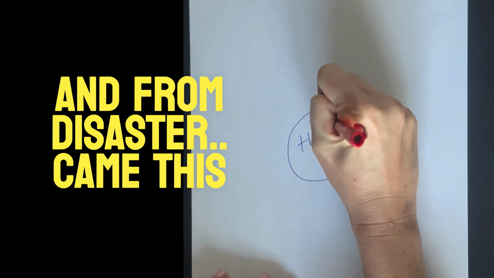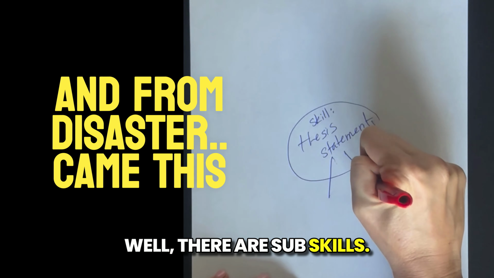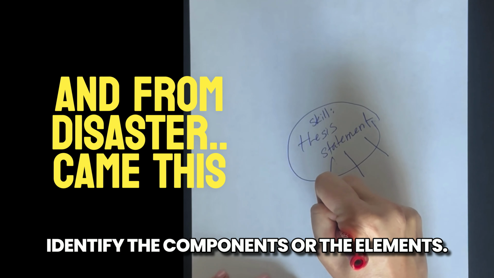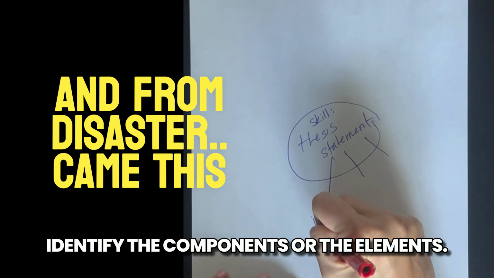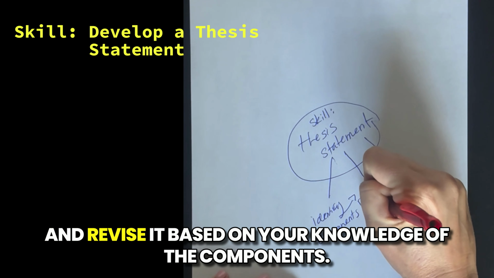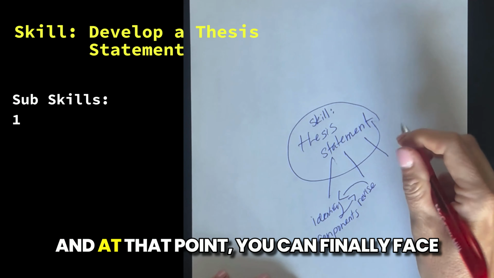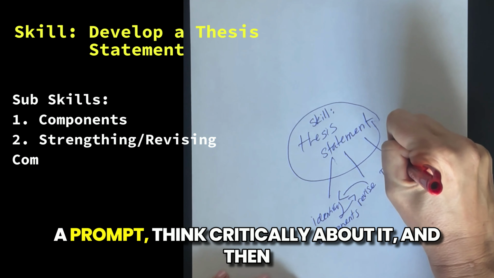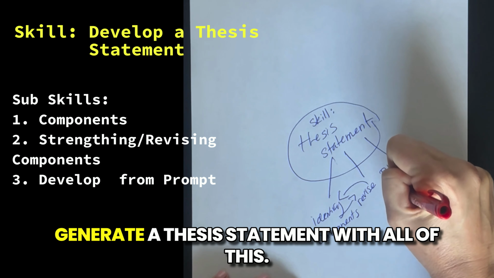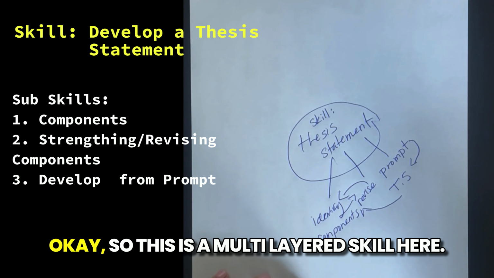This is the skill. So how do I get my students to write this? Well, there are sub-skills. You can't just wake up and write a thesis statement. You have to be able to identify the components or the elements. Then you have to be able to look at one and revise it based on your knowledge of the components. And at that point, you can finally face a prompt, think critically about it, and then generate a thesis statement with all of this.